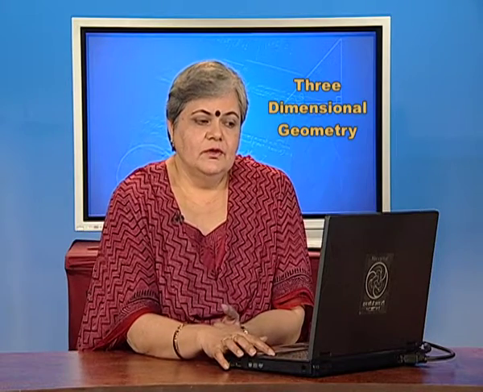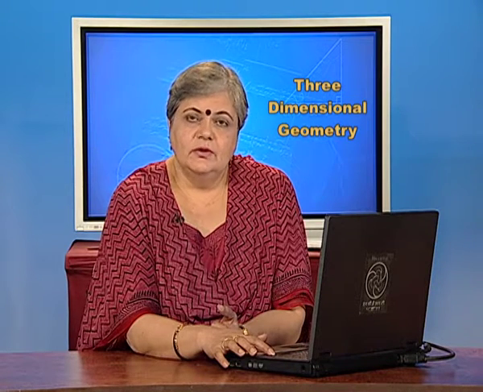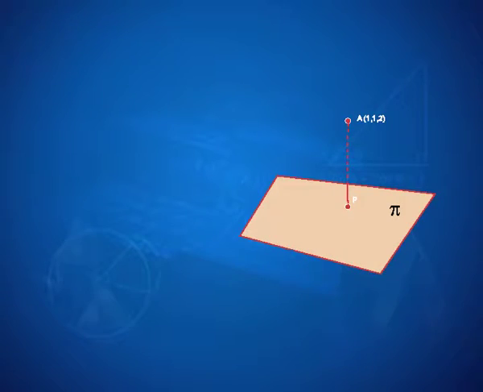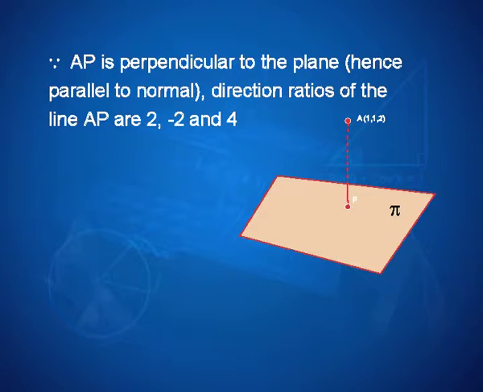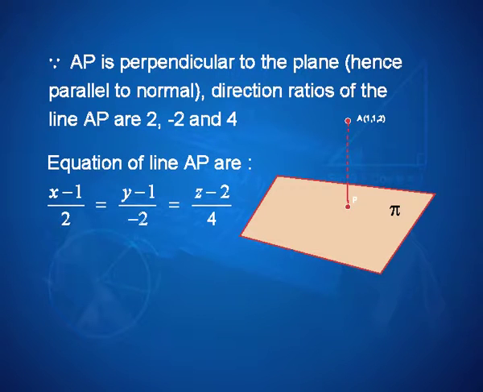Now, given the equation of the plane, I know the normal to the plane. So in this case, I am looking at a point A with coordinates 1, 1, 2, and from there I draw a perpendicular to the plane. We are interested in finding the coordinates of point P. AP, being perpendicular to the plane, is parallel to the normal, and therefore its direction ratios are the same as that of the normal. That gives us the equation of the line passing through the point A in the direction of the vector with direction ratios 2, -2 and 4.